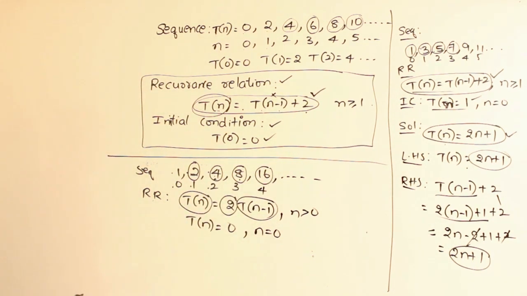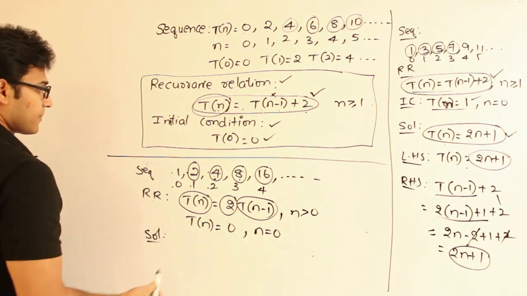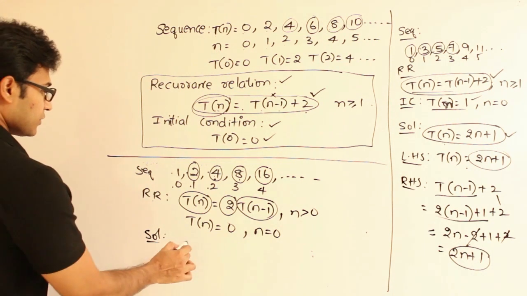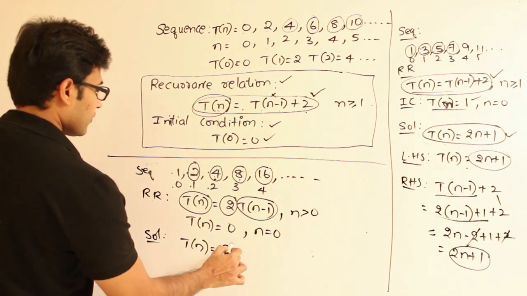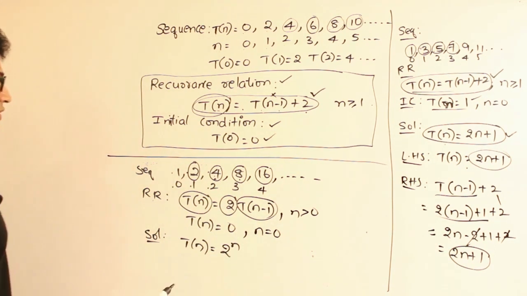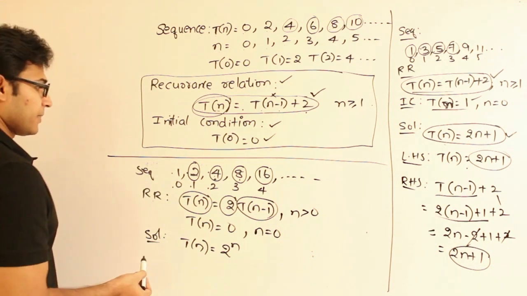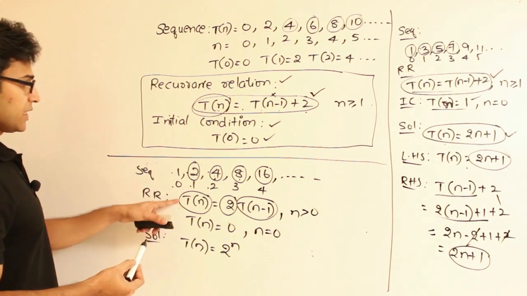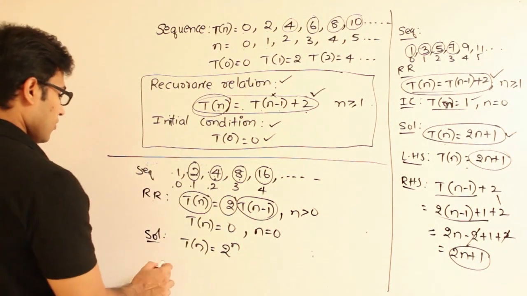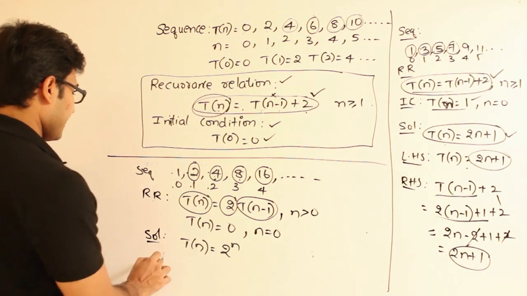Got it? Now let's try to guess the solution. I think you too can guess it. What is it? T of n equals 2 power n is the solution. That is what I am guessing. I don't know whether my guess is right or wrong. How can I test it? Just try substituting it in. If this is the solution, it is supposed to satisfy the recurrence relation. Now what is the recurrence relation? Let's say LHS first.